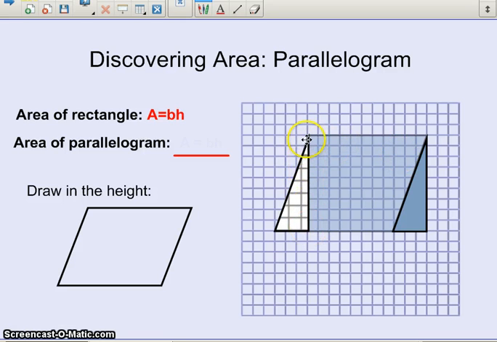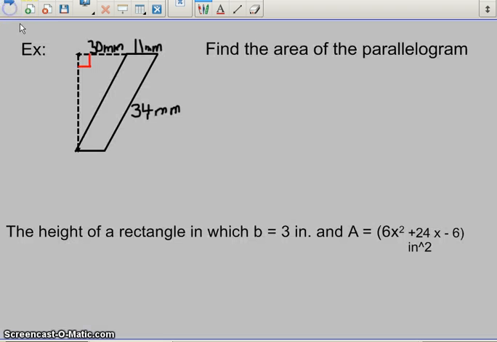So a parallelogram is going to be the exact same formula as a rectangle, except this is going to be the height from one vertex down straight, forming perpendicular to the other side, and then the base is going to be either the top or the bottom. So the area formula for a parallelogram, same as the rectangle, is base times height. I think we've got a few examples with that real quick here.